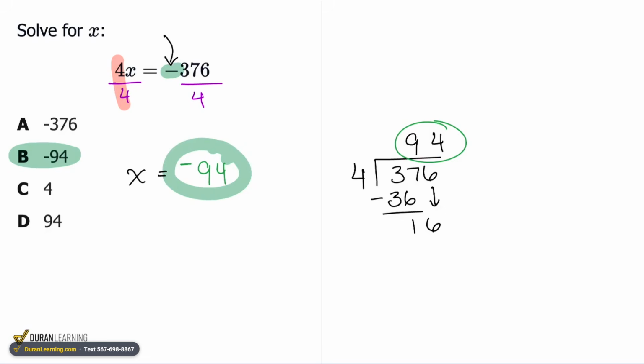My rise is 2. I go up 2 for every time that I go over 1. And my party people, 2 divided by 1, that's just 2. The correct answer here is answer choice C. And we're all good.